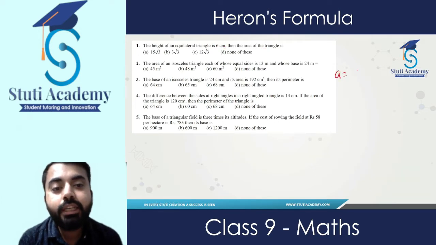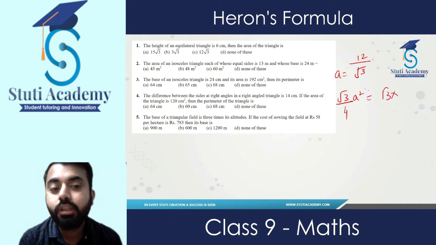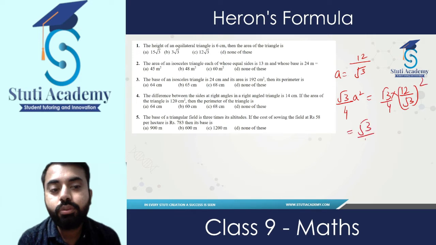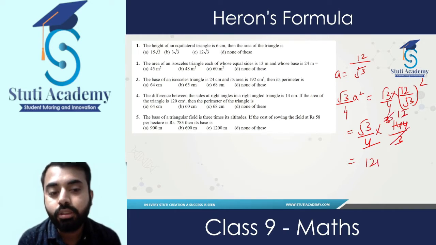I know my a is 12 by root 3, right? So its area is what? The area of an equilateral triangle is root 3 by 4 a square. That is root 3 by 4 into (12 by root 3) square, which is root 3 by 4 into 144 over 3. This will cancel out: 3 and 36. You cancel this at 12, so you get 12 root 3. Well, the area is 12 root 3.